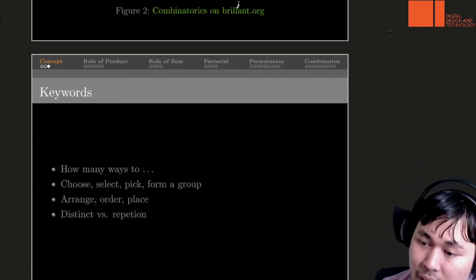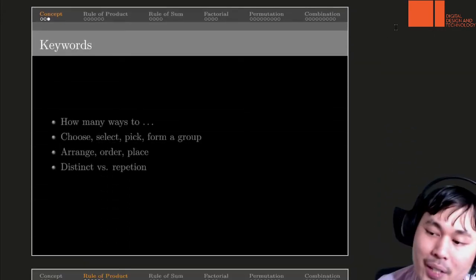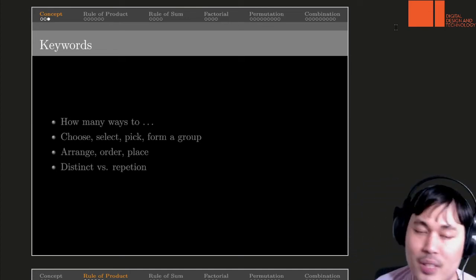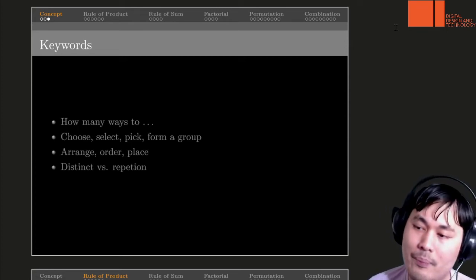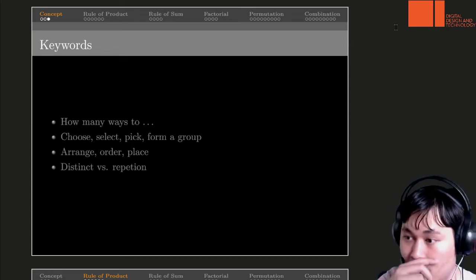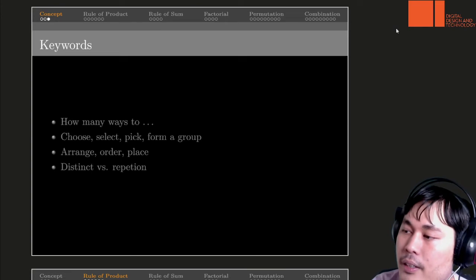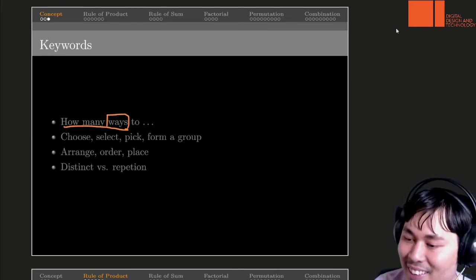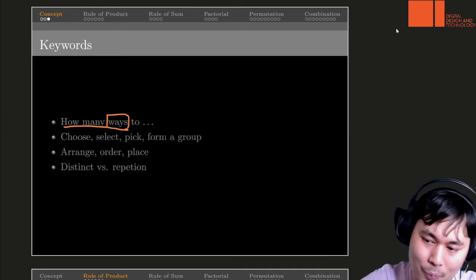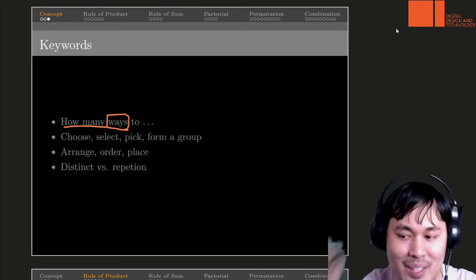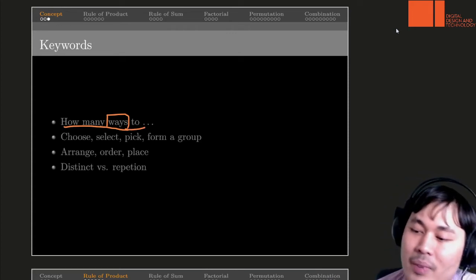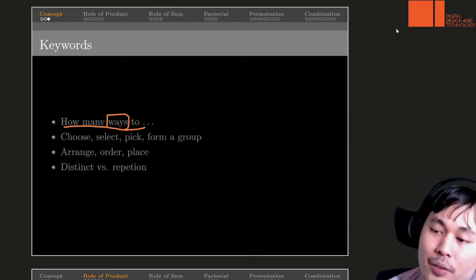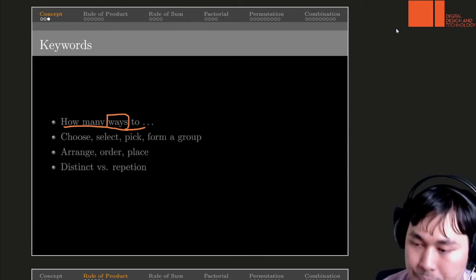Oh, and last but not least, we have some keywords. Whenever you encounter these keywords in the statements or in the questions, you should assume that we are dealing with combinatorics or counting techniques. So for instance, if you see the words "how many ways", this is kind of a vague, ambiguous phrase. How many ways to do something? And then you could almost always assume it is about combinatorics or counting techniques.